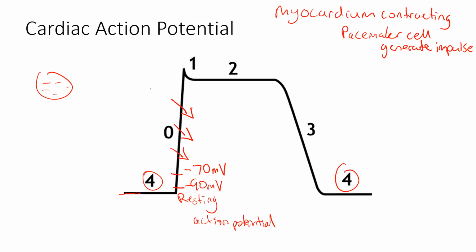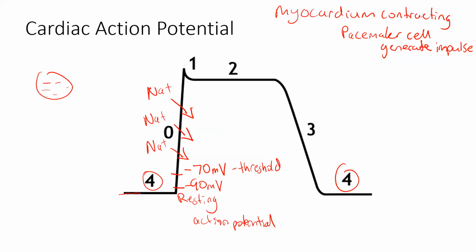So at this point, at minus 70, it opens the door for these voltage gated sodium channels. So at any other point it will remain closed, but once it reaches the threshold, sodium channels open up and sodium comes in.